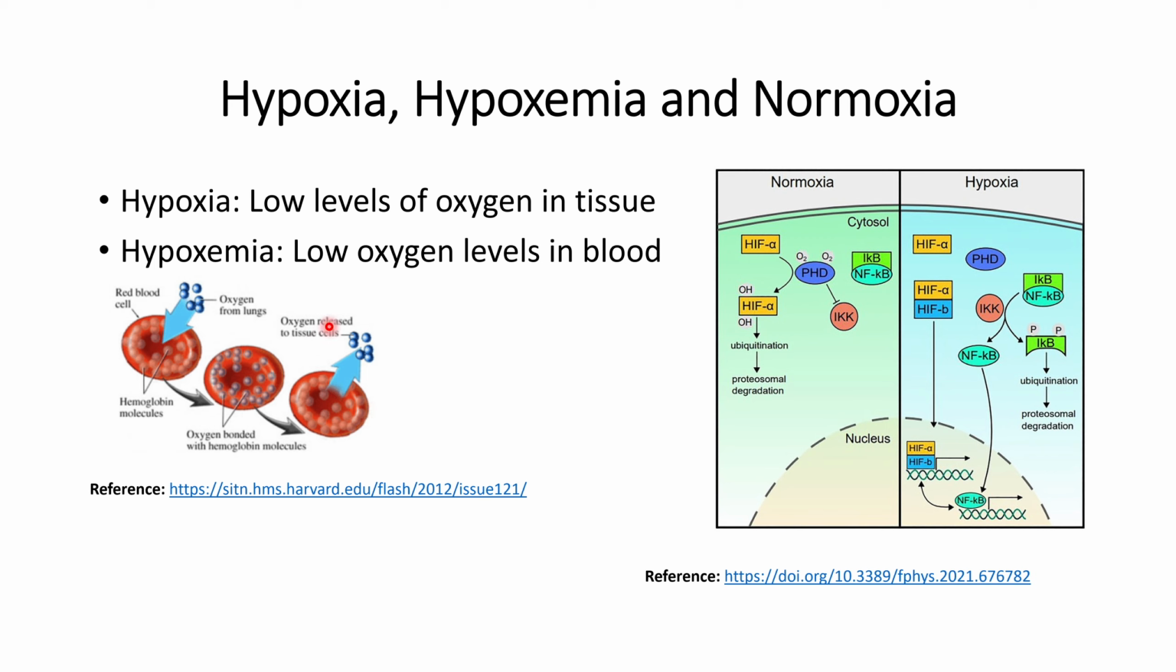First, we will understand the difference between hypoxia and hypoxemia. Usually people use these terms interchangeably, but this is not the case. Hypoxemia is low oxygen levels in the blood, whereas hypoxia is low levels of oxygen in the tissue. So these are the slight differences. Here we will proceed further to understand what the hypoxia condition is and how it is different from normoxia.